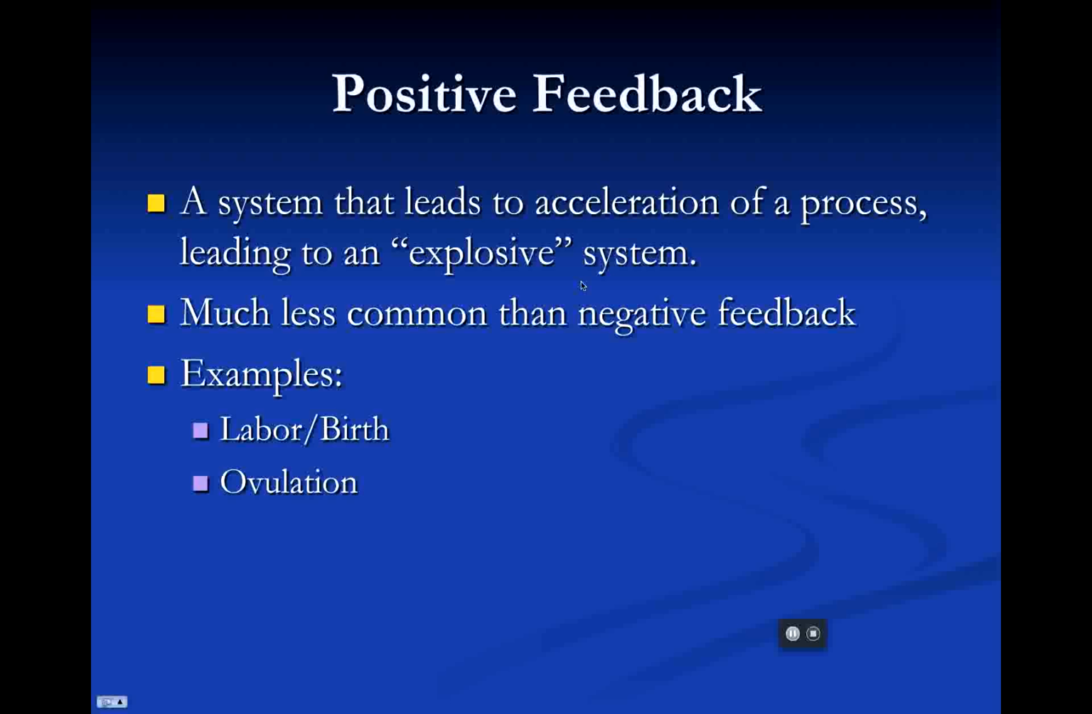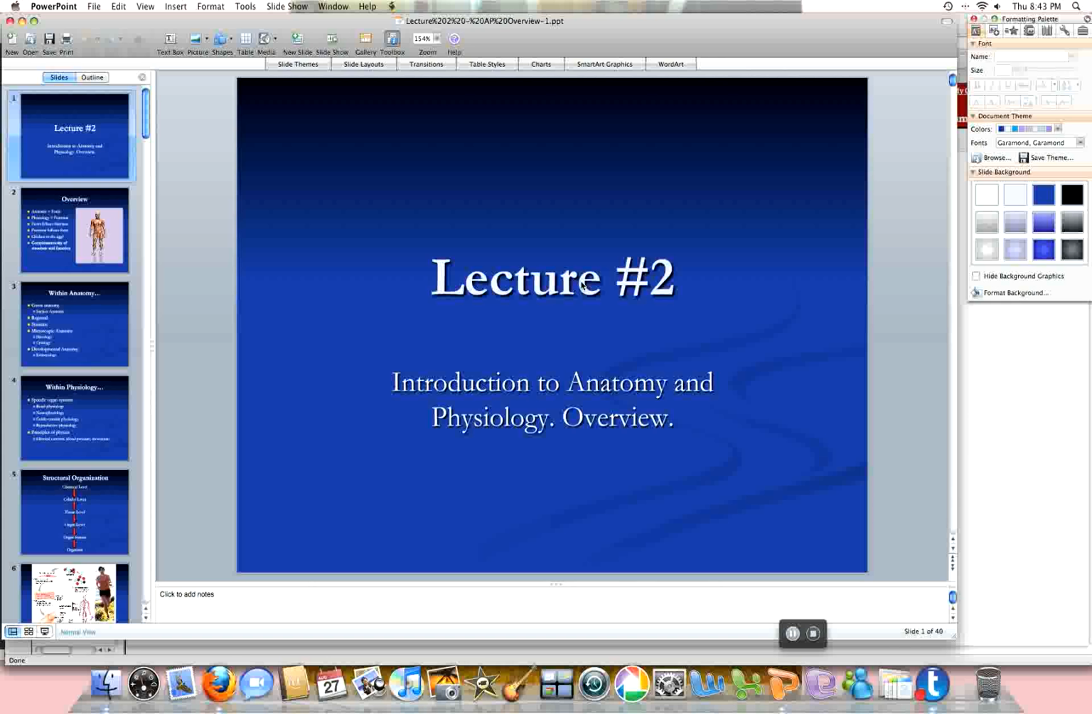Some of the best examples of positive feedback are labor and giving birth, as well as ovulation. The easiest one for most people to think about is labor, a woman giving birth. Okay? We still do not know what the very initial signal is that causes a woman to go into labor. Okay? Can we manipulate it? Yes. Can we 100% completely control labor and birth? No. The best we can do is manipulate it. Sometimes we can speed it up or start it. Sometimes we can slow it down or stop it. But it's not 100%. Okay?